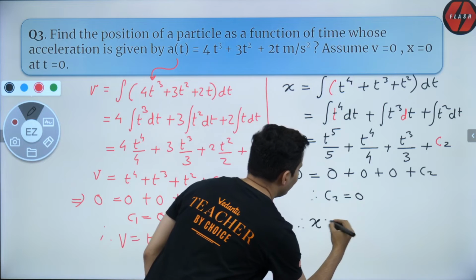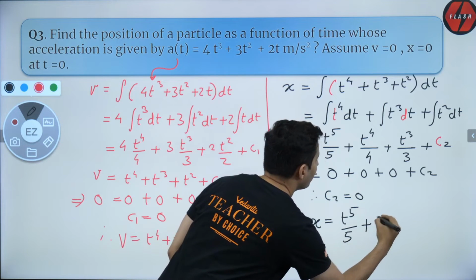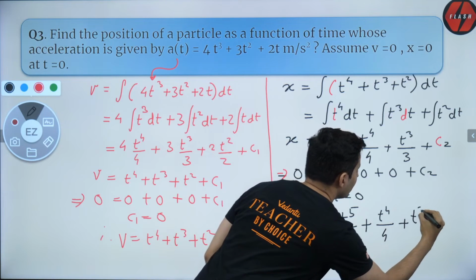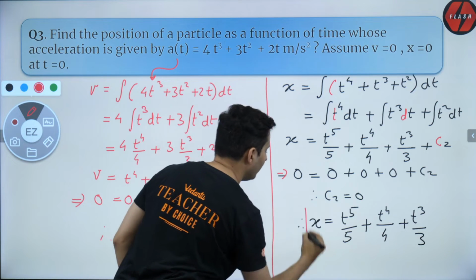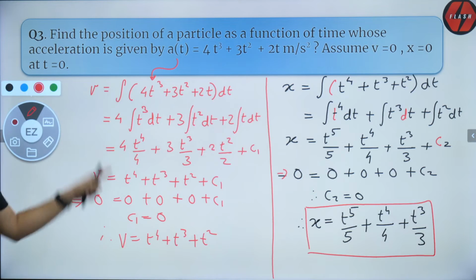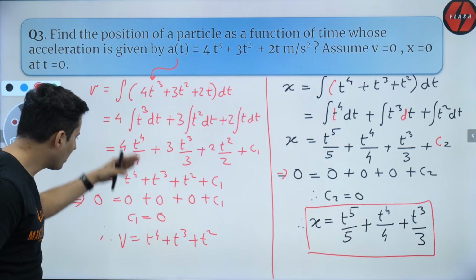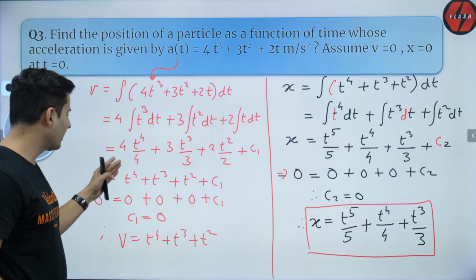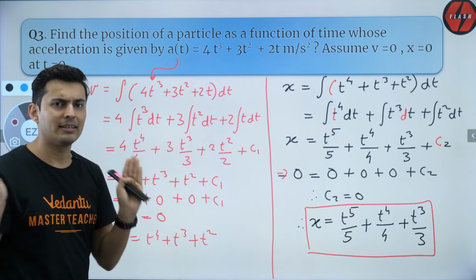Therefore, what is the value of x? It is t raised to 5 divided by 5 plus t raised to 4 divided by 4 plus t cube divided by 3. And that should be your final answer. That's it. It's just integrating twice. Nothing great about it. It's just a process which you need to follow, and you should remember the formulas of integration, and also you should know whose integration gives you what. If you remember that, that's it.